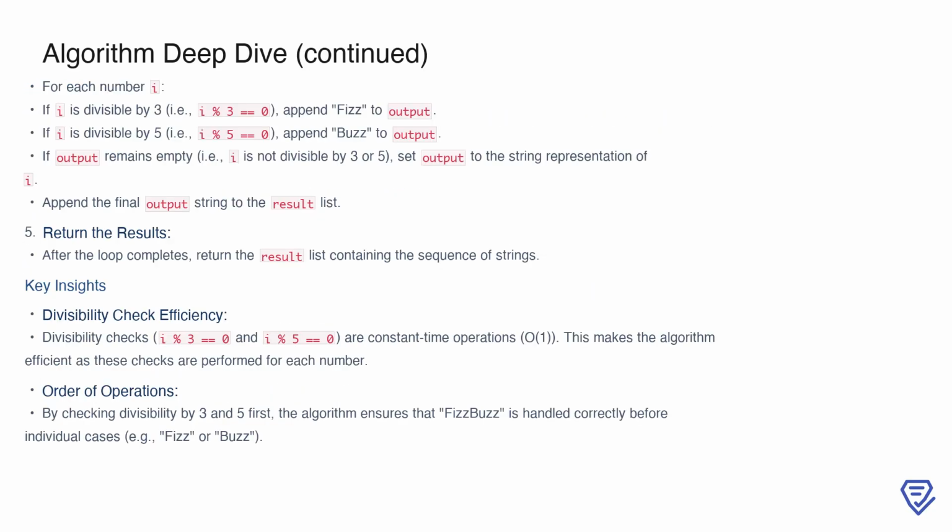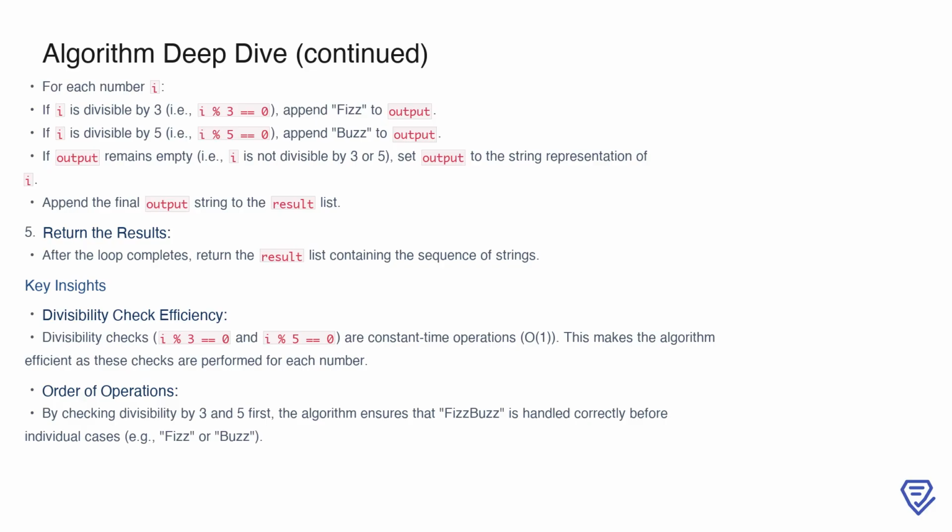For each number in the range, the algorithm checks its divisibility by 3 and 5. If the number is divisible by 3, we append the word fizz to the output string. Similarly, if the number is divisible by 5, we append buzz to output. If the number is divisible by both 3 and 5, both fizz and buzz will be appended, resulting in fizzbuzz.